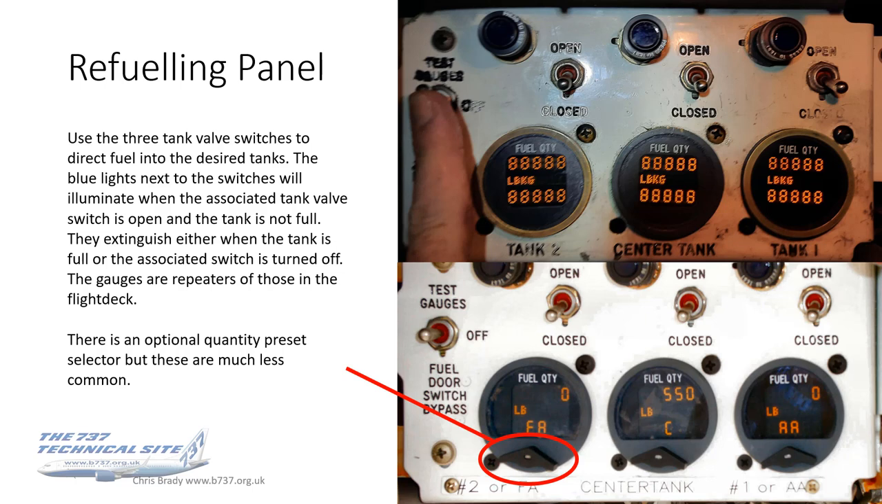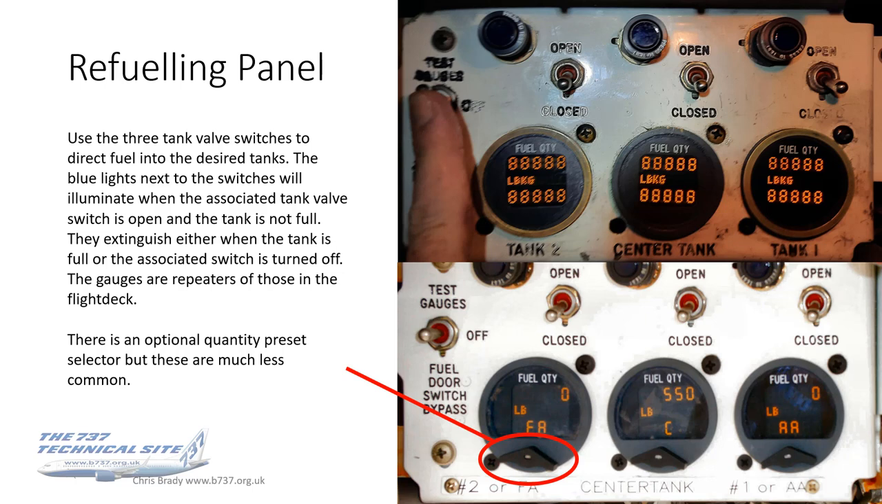So on the panels themselves, as I say, use the open close switches to direct the fuel into whichever tank you need. The blue lights illuminate when the tank valve switch is open and the tank isn't full, and those lights extinguish when the tank is full or you switch the switch off. These gauges are an absolute repeater of the ones in the flight deck, so they'll read the same as what's going on in there.